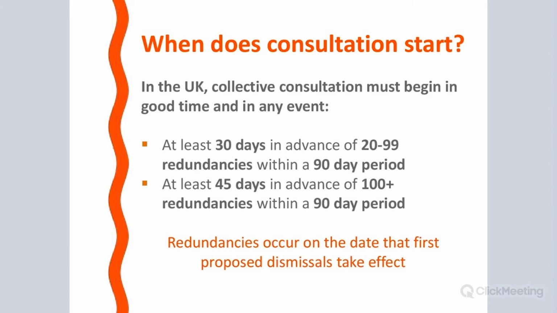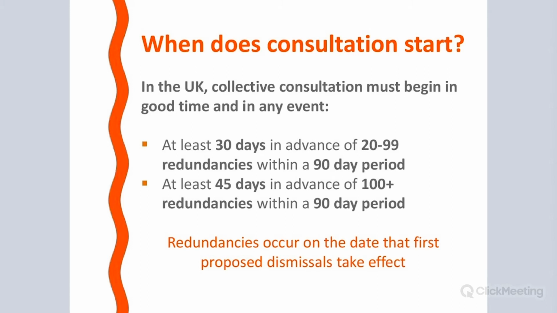What does the law tell us about when collective consultation starts? Well, what we know is that it must begin in good time. Consultation must start in good time, and that means at least 30 days in advance of 20 to 99 redundancies within a 90-day period, and slightly longer, at least 45 days in advance of 100 plus redundancies within a 90-day period.